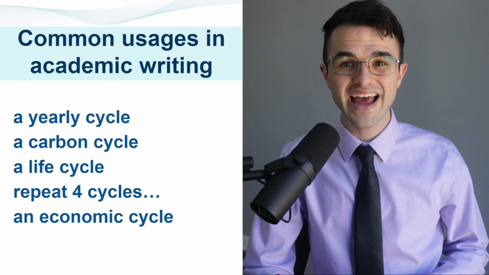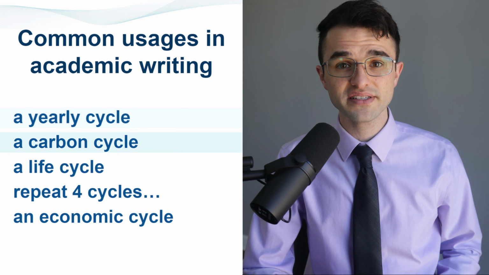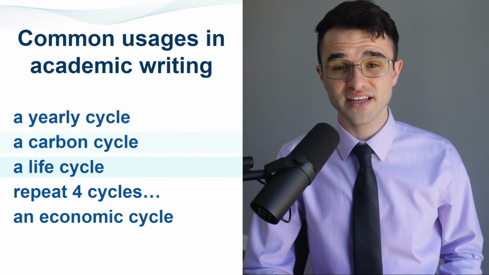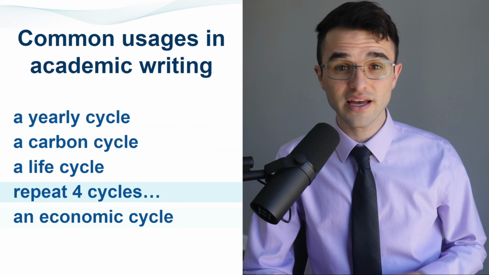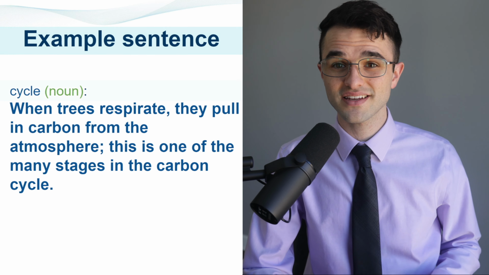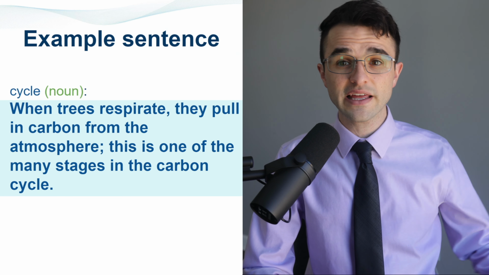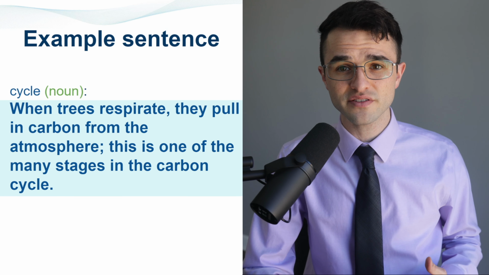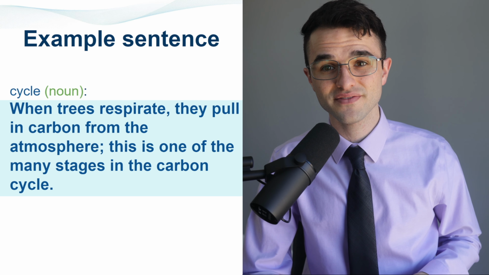Common usages in academic writing: a yearly cycle, a carbon cycle, a life cycle, repeat cycles, an economic cycle. Example sentence: cycle, noun. When trees respirate, they pull in carbon from the atmosphere. This is one of the many stages of the carbon cycle.